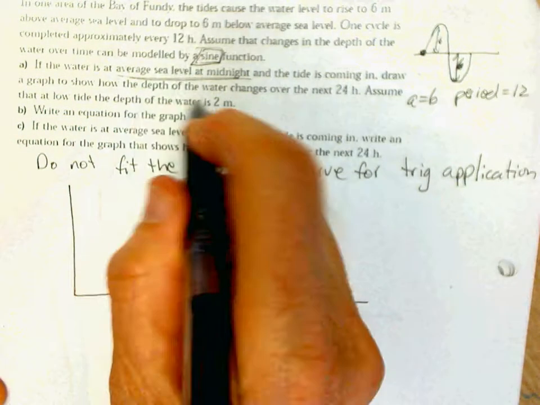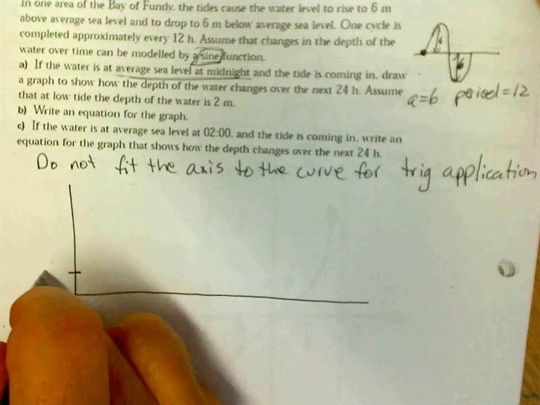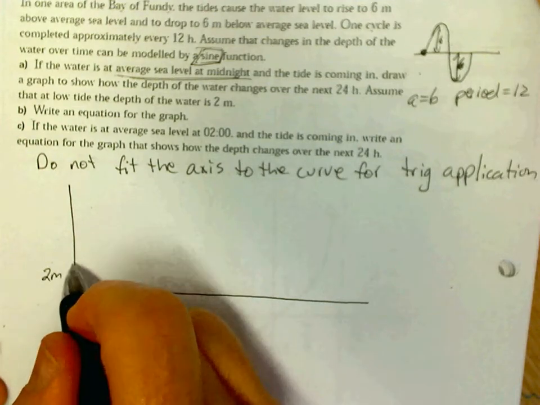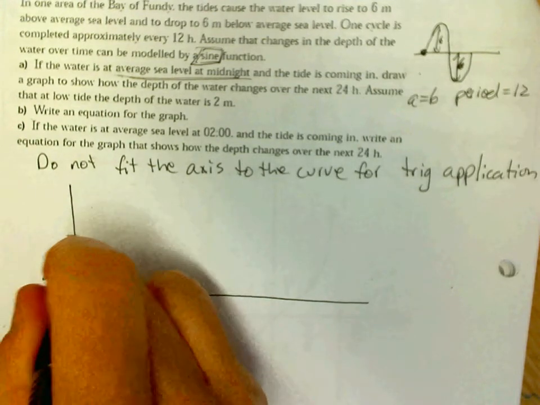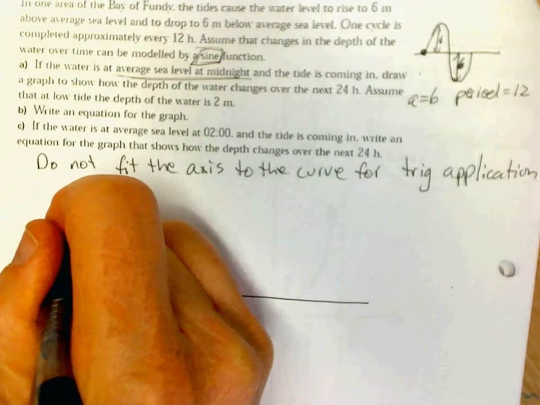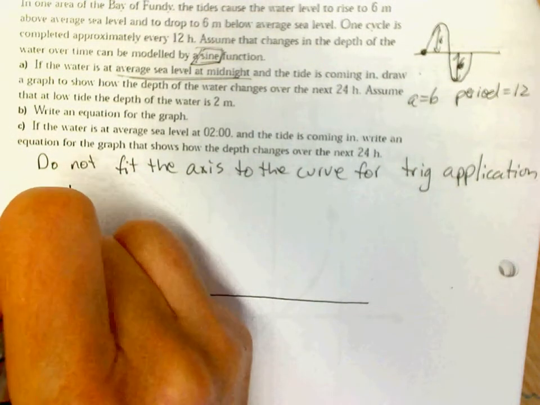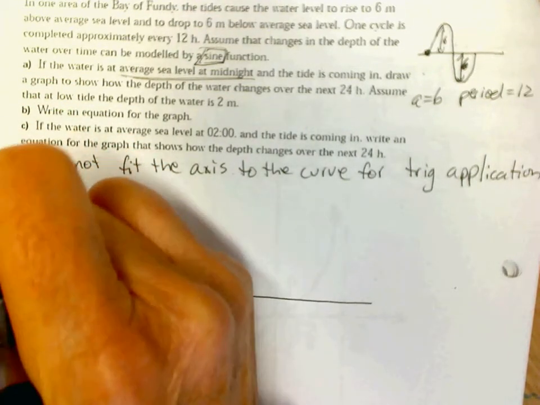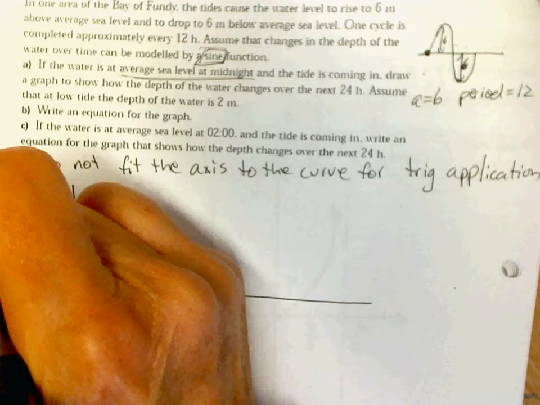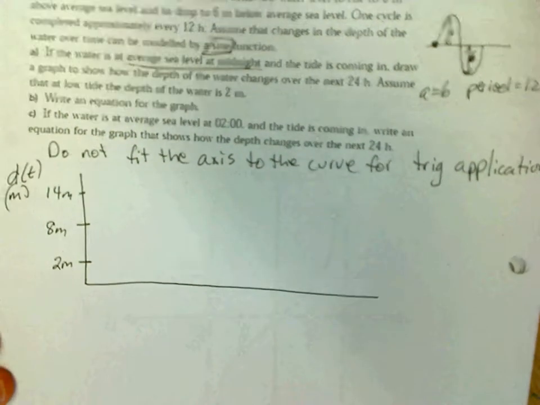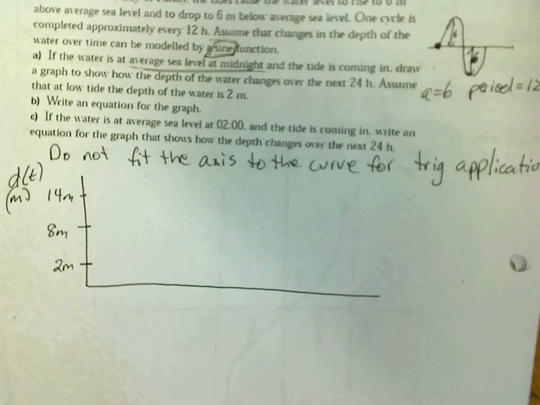Assume that low tide is at 2 meters. This is 2 meters. It goes 6 above and 6 below, so we're going to add 6. This is going to be 8 meters. It goes 6 above, 14 meters. So this is depth with respect to time, and we're using meters. So far, so good?